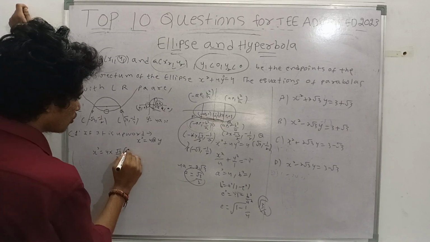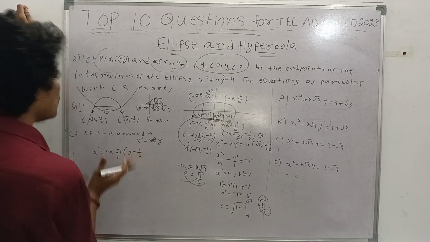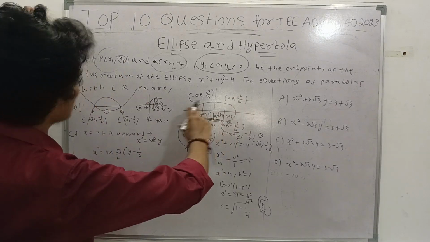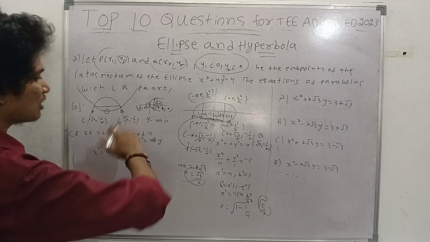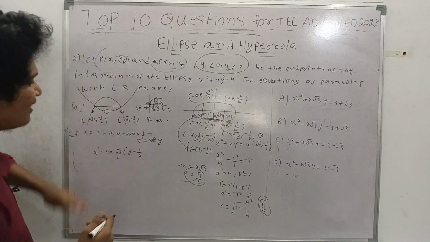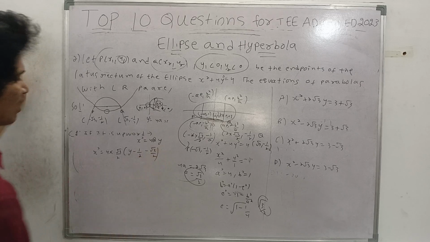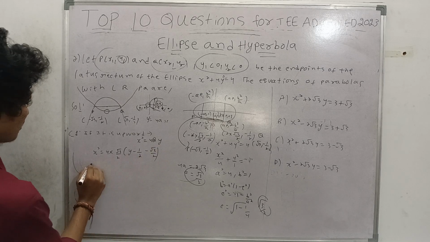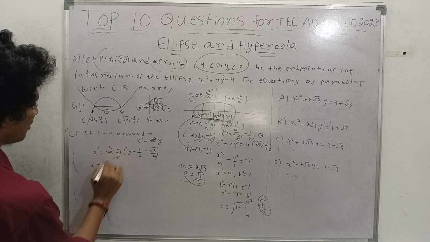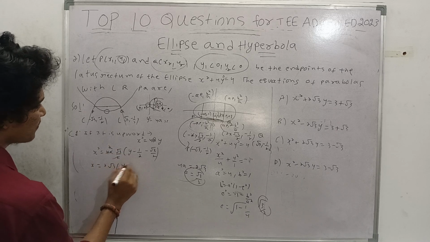So it will be y equal to y minus 1 by 2, and again we have to decrease for the upward parabola. We have to decrease the unit, that is root 3 by 2. We have to decrease. So this is the final thing. x square equal to, here it will be 2 root 3 into y.